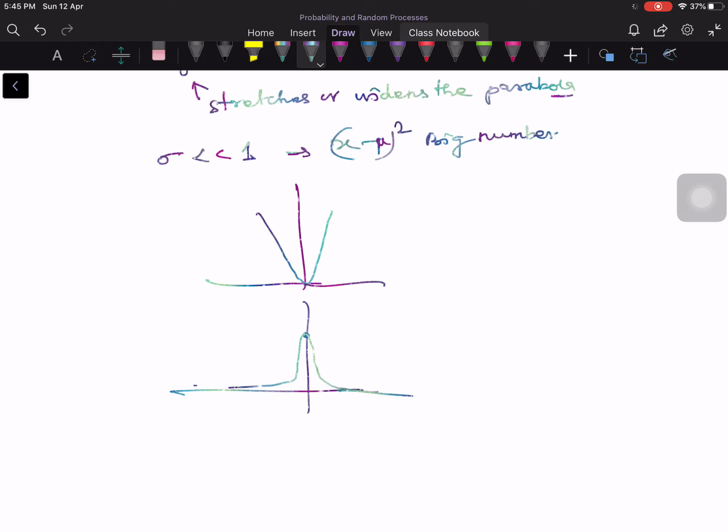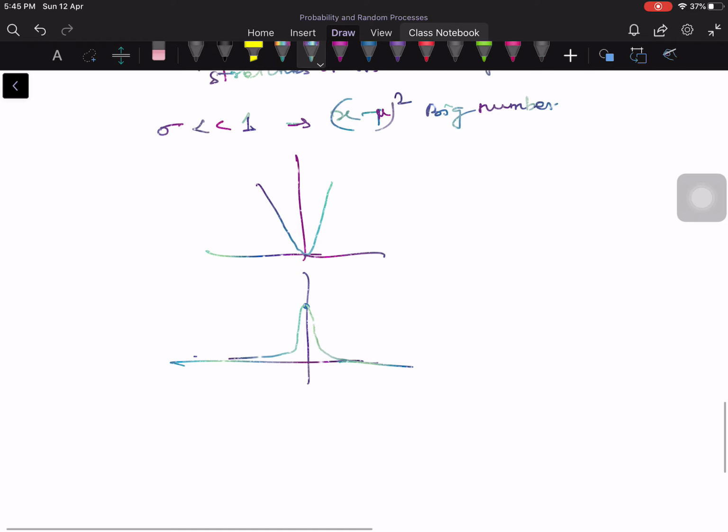So it should be intuitive that the standard deviation is proportional to sigma. If you decrease sigma, it narrows, and if you increase sigma, then it widens. That's the amount by which you are scaling the picture. So indeed the standard deviation is sigma. But what about the variance? Variance is sigma squared.